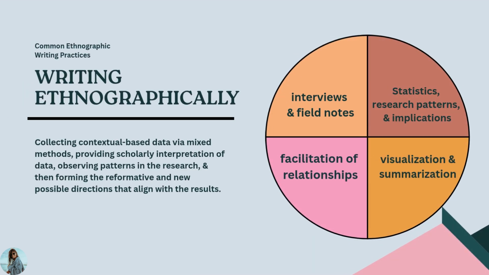Some common ethnographic writing practices, when trying to write ethnographically, start by collecting the contextual based data through various mixed methods. We're going to provide scholarly interpretation of data by observing patterns within the research and then going on to form reformative and new possible directions that align with the results. Using data from interviews and field notes, we can use color coding and visualization methods when we're writing, as well as summarization of ethnographic data.